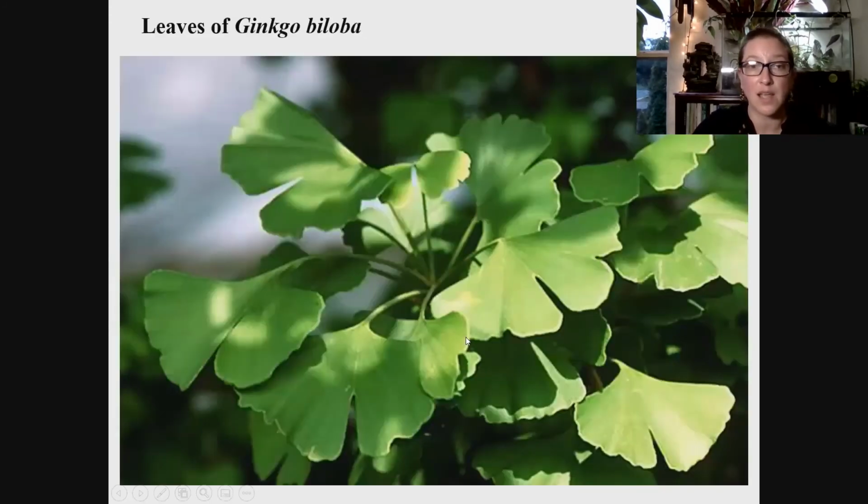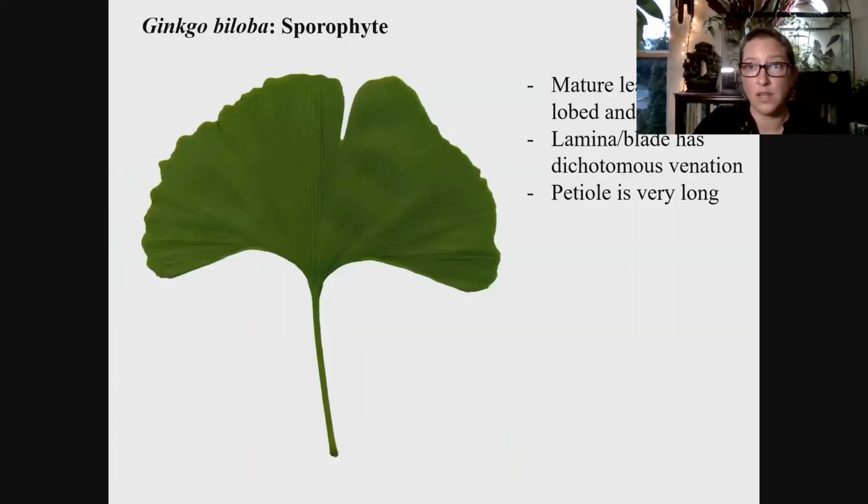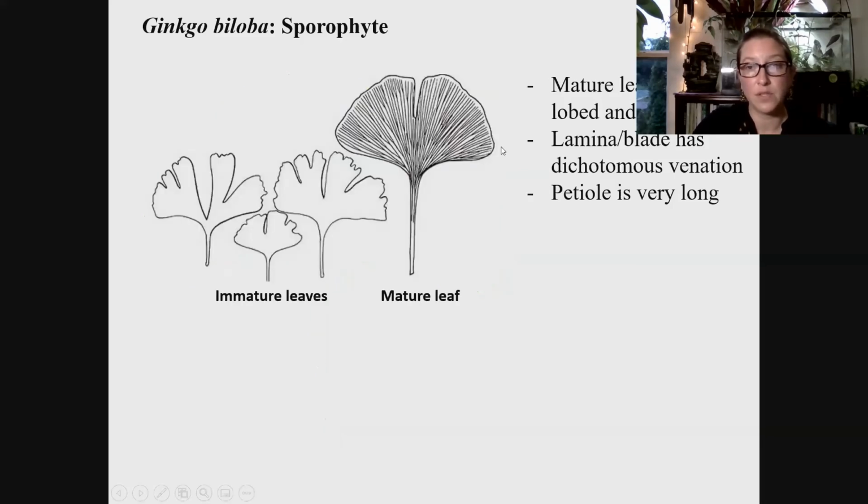Here's what the leaves look like. They kind of look like fans. Here's one leaf. So they are fan-shaped. We say that they're bilobed because they have 1, 2 lobes. Notice that this leaf has lots of veins in it because it's a megaphyll, right? So that's what a ginkgo leaf looks like. It has a very long petiole.